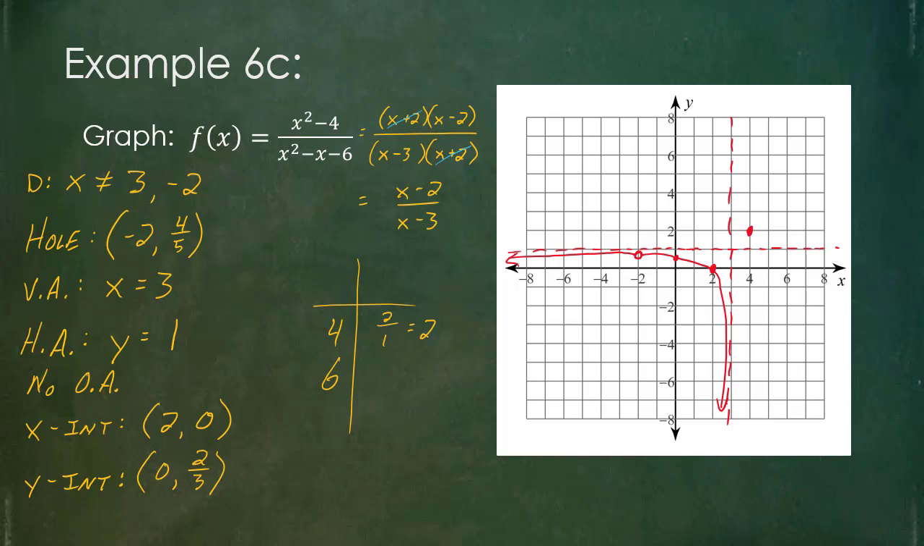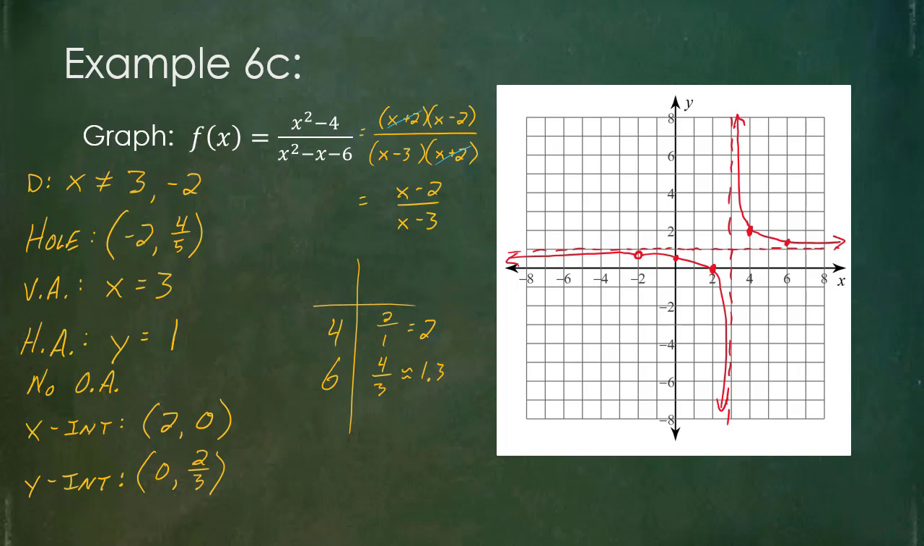And if I were to plug in 6, let's see what happens. 6 take away 2 would be 4 on top. 6 take away 3 on the bottom would be 3. And 4 over 3 is about 1.3. So if I go over to 6 and go up to 1.3, that would be right about there. So it seems to me like this must go down from that vertical asymptote through those points and then flatten off to the right near the horizontal asymptote.